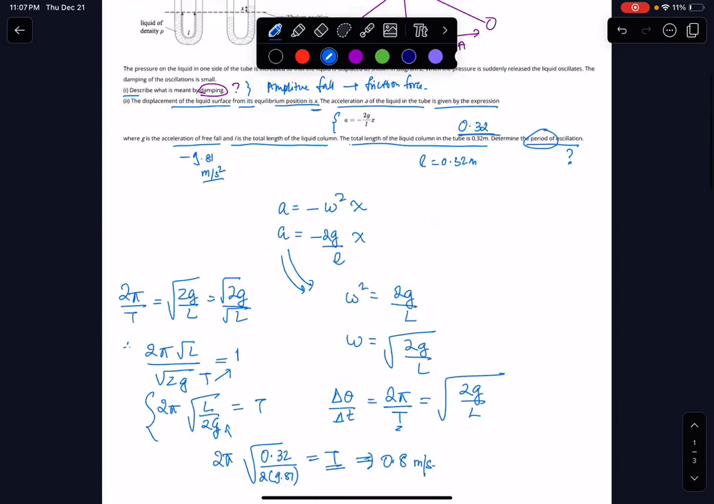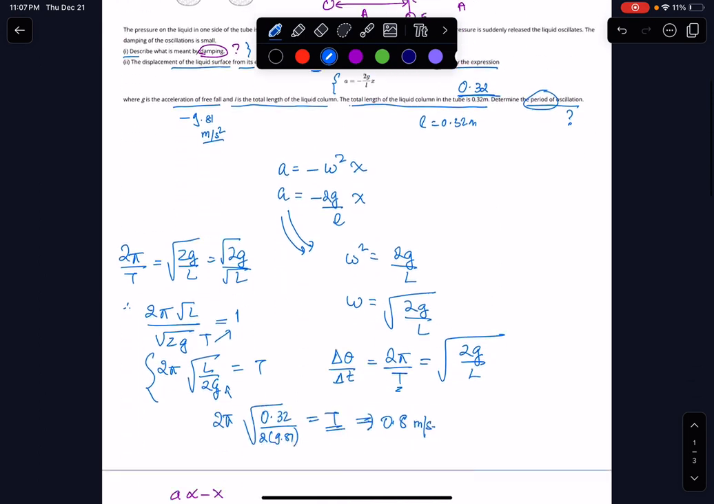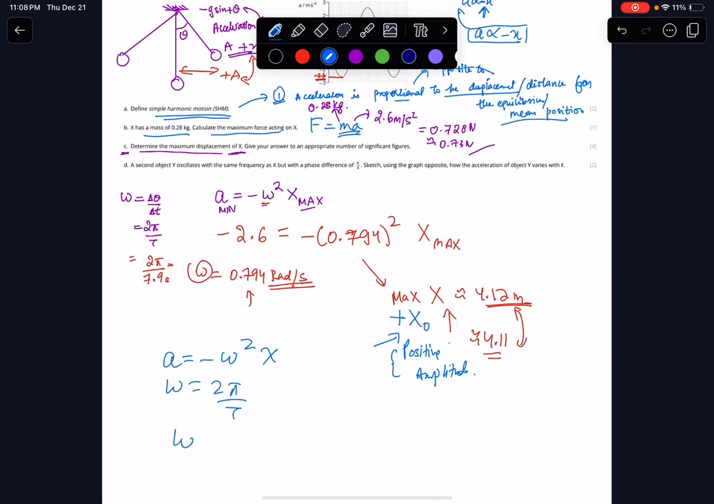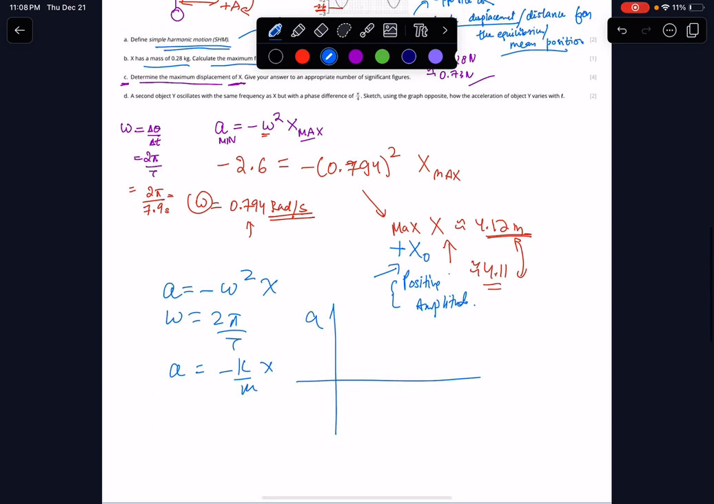Now the tips for solving this: you need to be very good with those equations and the manipulations, that the acceleration is negative omega squared x, and omega is 2 pi by T. Then you need to know that the acceleration is negative k by m times x. You also need to understand that when you have an acceleration-displacement graph, you get this inverted line, where acceleration is proportional to negative x.